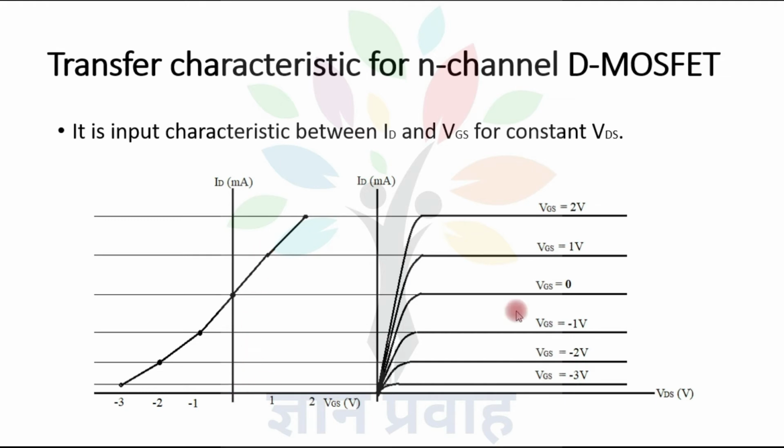When VGS is 0, then maximum drain current is this one here. When VGS is -1, current is here. Similarly for -2 and -3. And by connecting or joining these points, we can obtain the input characteristics for DMOSFET. This one is for N-channel DMOSFET. Similar theory can be applied for P-channel DMOSFET.